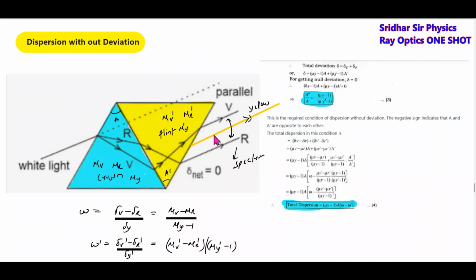Here, what is the dispersion without deviation? For incident white light, the resultant emergent will be a spectrum. And in that spectrum, the yellow color light will be moving parallel to the incident white light. That's why the net deviation is 0. You have to compare with this. Parallel. And there's a formula you have to remember. The net dispersion formula: mu V minus mu R, that is (mu Y minus 1) into A into (omega minus omega dash).